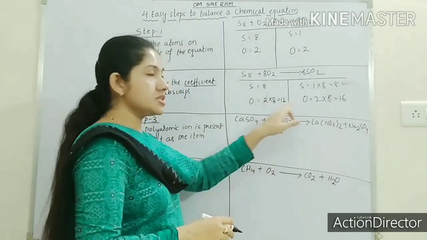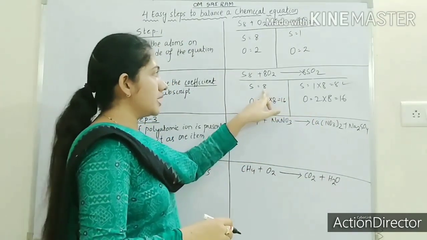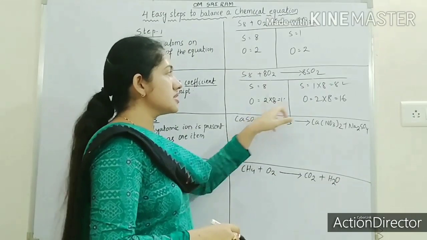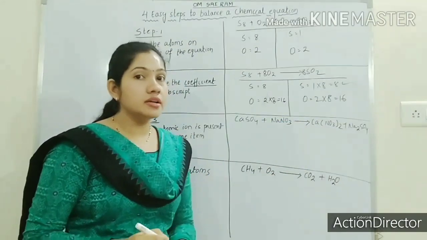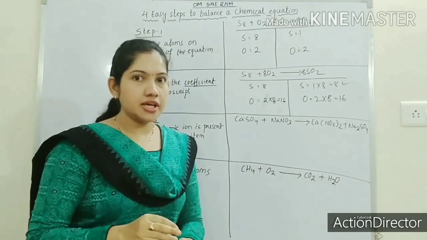Got it? Now is it balanced? Yes. Sulfur 8 on both sides and oxygen 16 on both sides. Got it? Again I am repeating, just listen to it carefully.